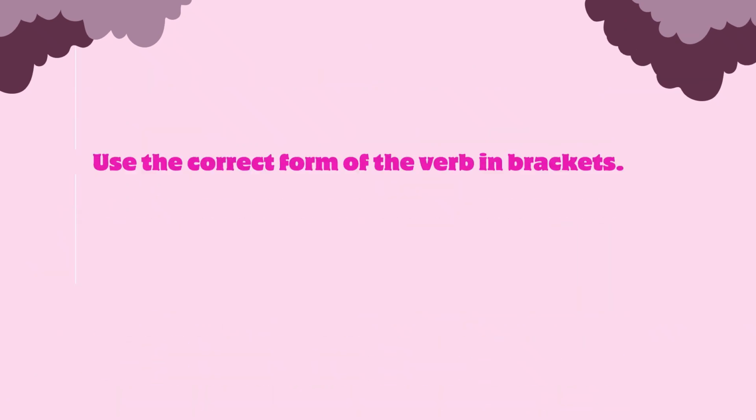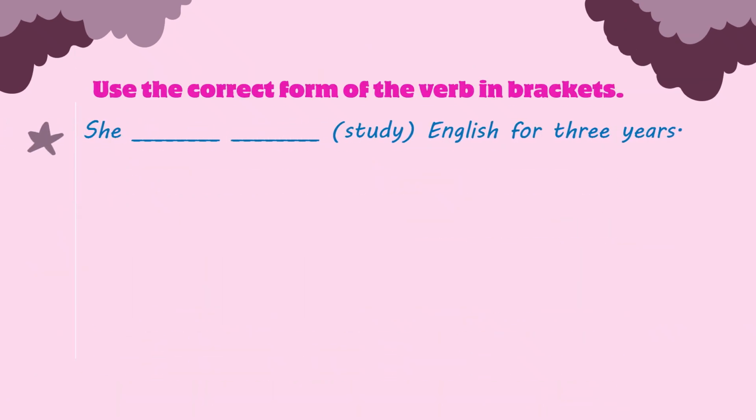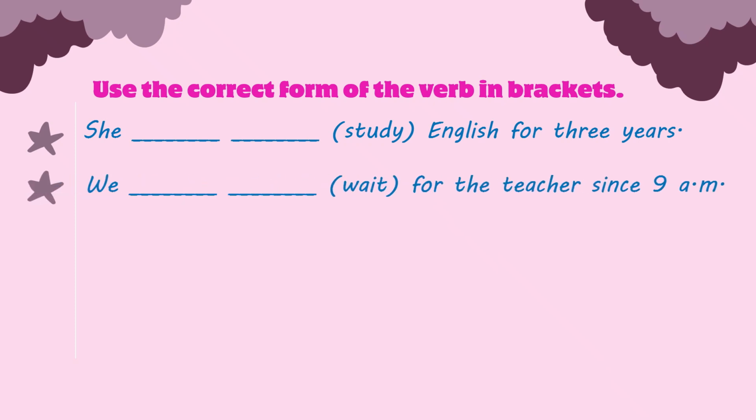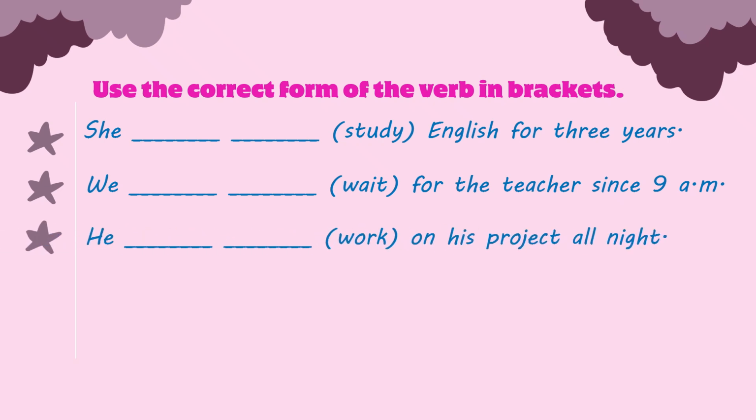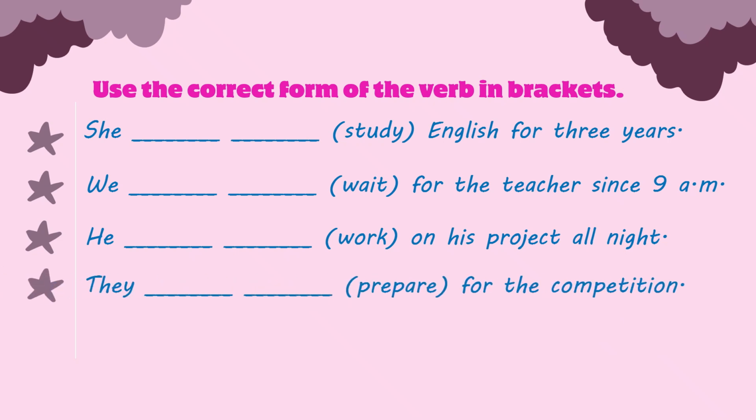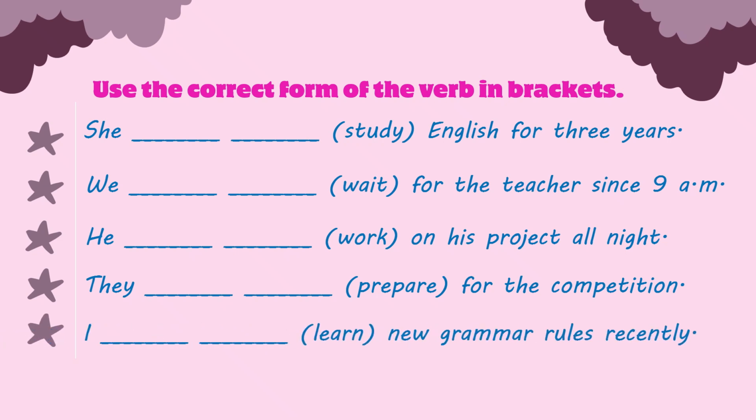In this worksheet, you have to fill the blanks with have been or has been with the correct form of the verb. Number 1 is: she dash study English for 3 years. We dash wait for the teacher since 9 a.m. He dash work on his project all night. They dash prepare for the competition. I dash learn new grammar rules recently.